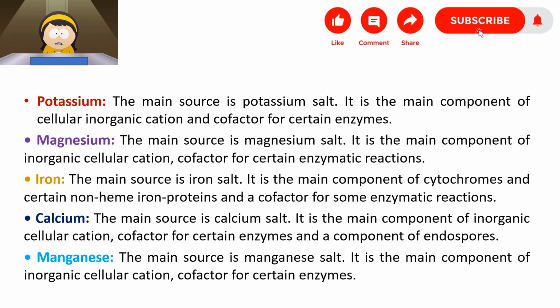Calcium, the main source is calcium salt. It is the main component of inorganic cellular cation, cofactor for certain enzymes and a component of endospores. Manganese, the main source is manganese salt. It is the main component of inorganic cellular cation, cofactor for certain enzymes.